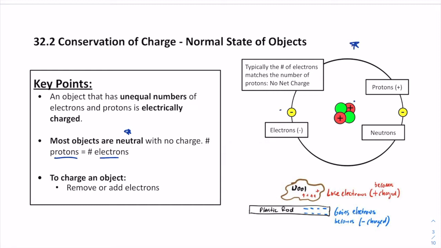But objects that have an unequal number of electrons and protons are electrically charged. And once objects have maybe, for instance, too many electrons, right? Maybe this helium atom had a third electron, then we start to see some interesting physics occur. Electrons will start moving around a little bit more, and when we get moving electrons, we have electricity. Okay? So if we have an unequal number of electrons and protons, our object is overall charged. How do we charge an object? We just add or remove electrons.